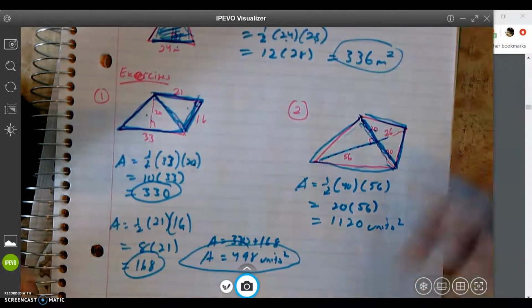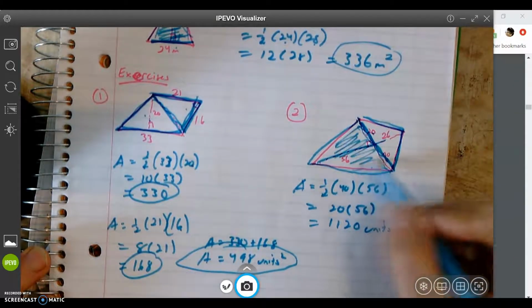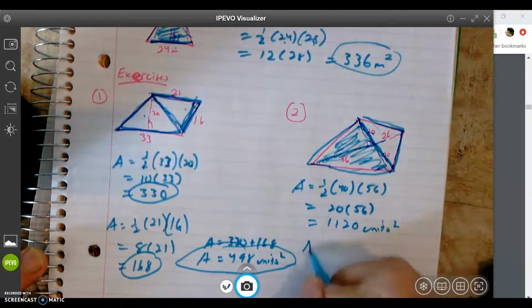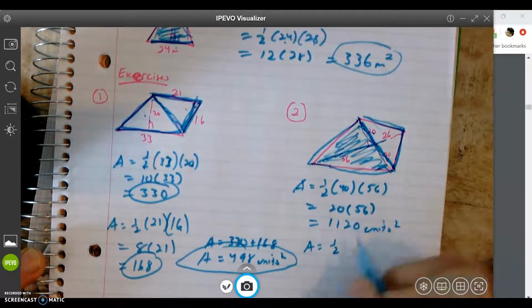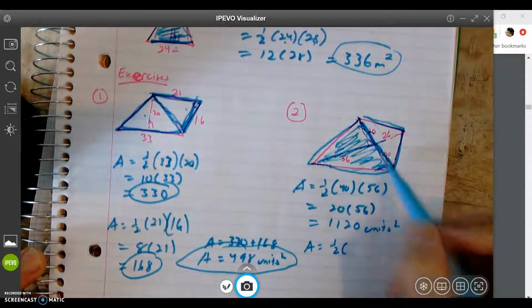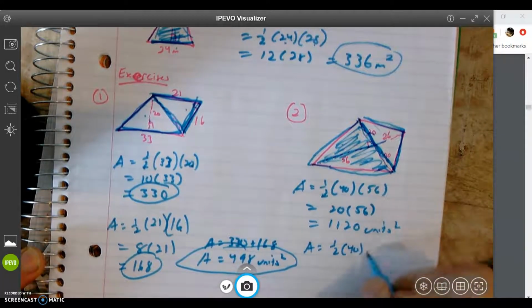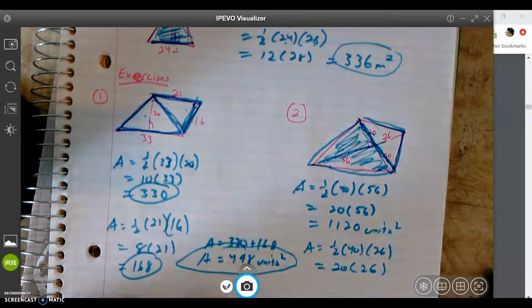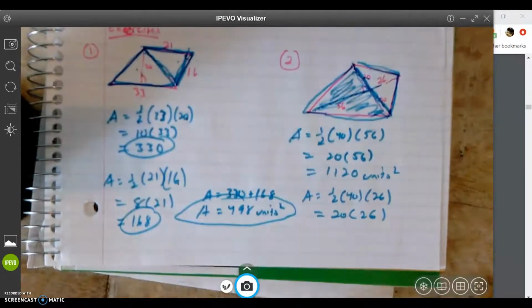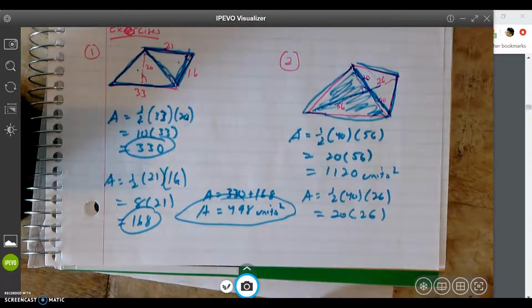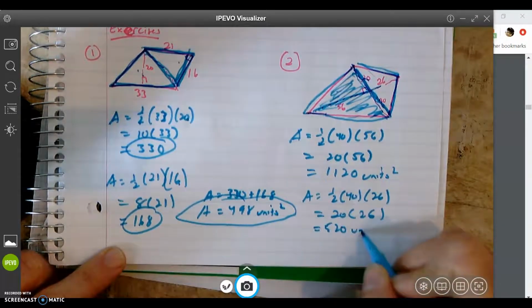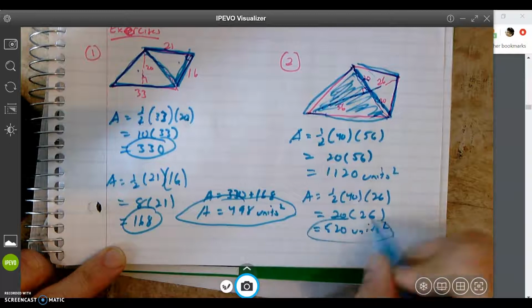Bam. Okay, so I found the area here, all that area inside, and so now I'm finding the area of the top. So area is 1/2 times the base, 20 plus 20, which is 40 again, and the height now is 26. So half of 40 is 20. 20 times 26 is 520 units squared.